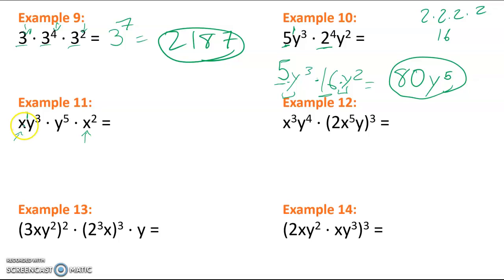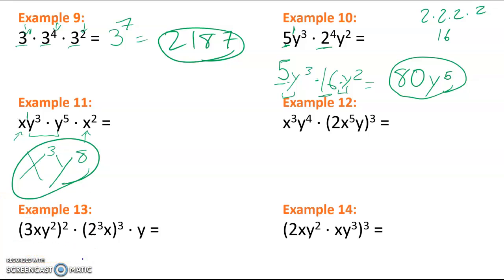And again, if I do x times x squared, all I'm doing is just adding these exponents. x to the 1 plus 2 will get me x to the 3rd power. And then that's my x's. I move on to my y's. y to the 3rd power times y to the 5th. If I add those two exponents together, I get y to the 8th power.